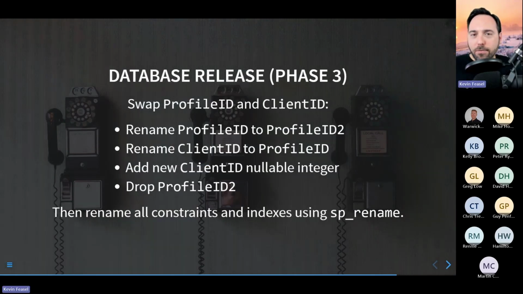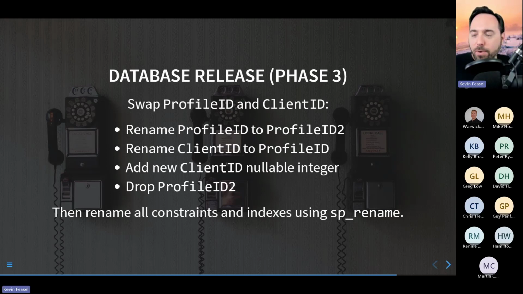The next phase, phase 3. Here's where we do the big switcheroo. We're going to swap profile ID and client ID. And the way you do that, classic development 101 renaming. Rename profile ID, it is now profile ID 2. Rename client ID to profile ID. Create a new client ID, and then drop profile ID 2. So we could have done 3 renames, but instead we did 2 renames, an add, and a delete.